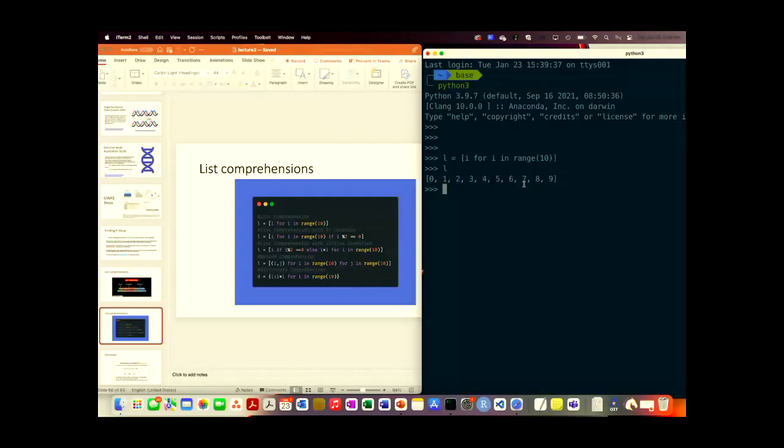We can also add an if condition. We can say L equals I for I in range 10, if I modulo 2 equals 0. Can anyone tell me what this line of code will change in our output? Can anyone recall what the modulo operator does?